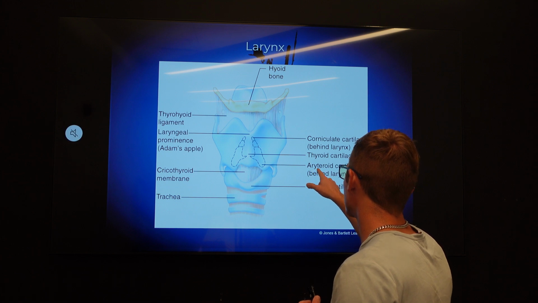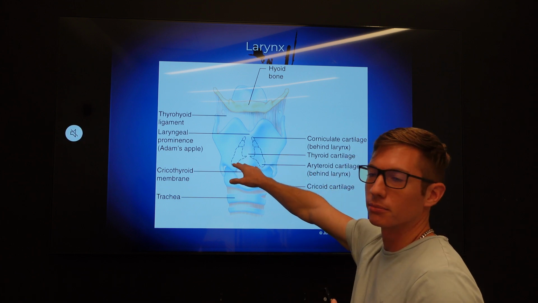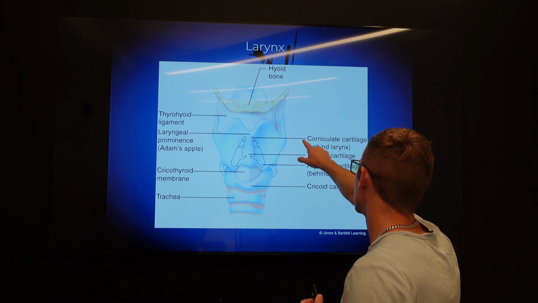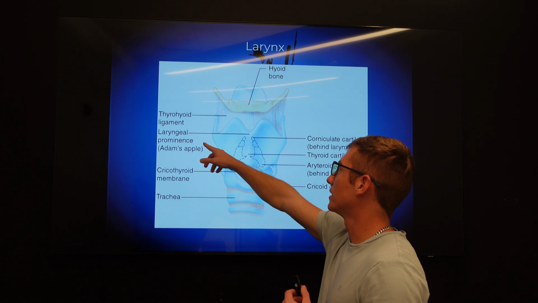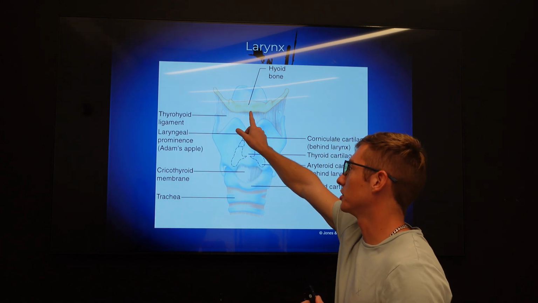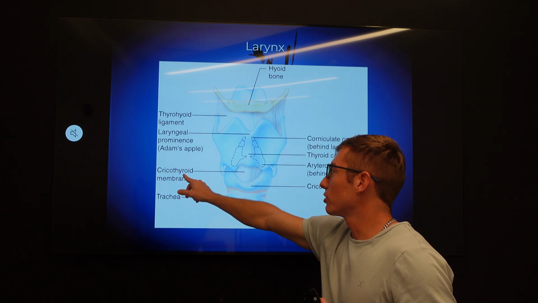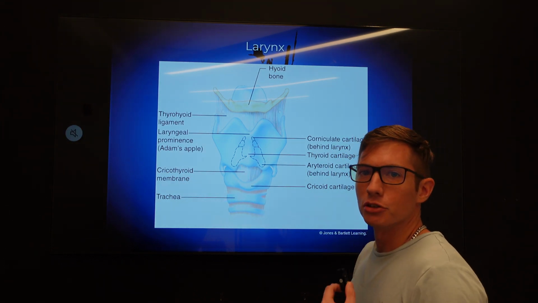And then you have your arytenoid cartilage, but that's going to be behind this. You're not going to be able to get to that as easy. And then you have your corniculate cartilage that's also behind it. And then your laryngeal prominence, here you go, that's the Adam's apple, and the thyroid ligament. Cricothyroid membrane, that is important for the sake of if you ever have to do a cricothyrotomy.